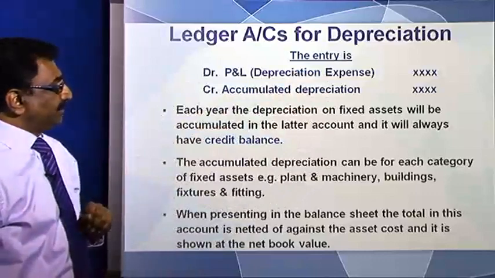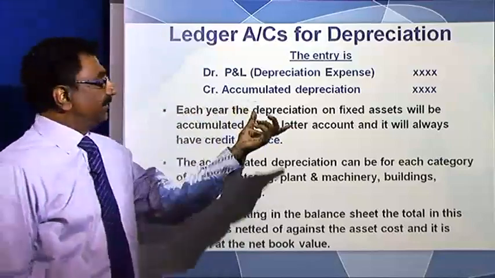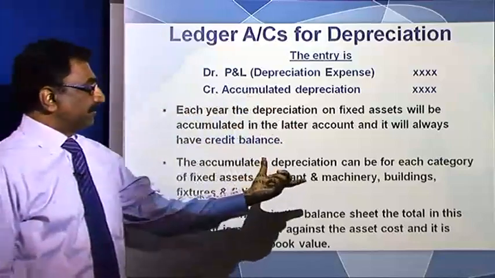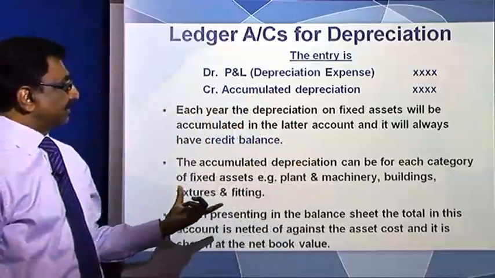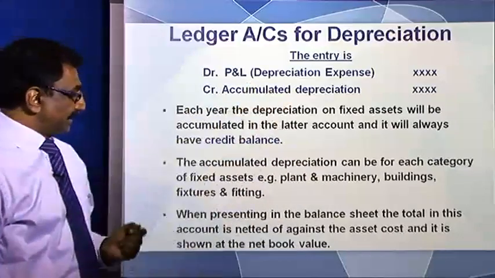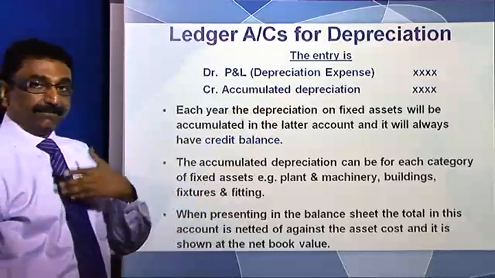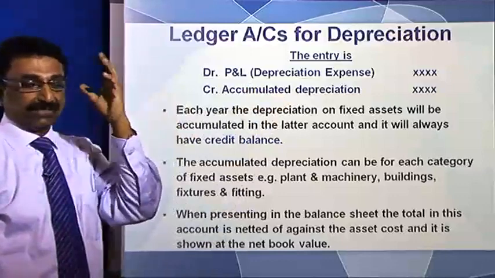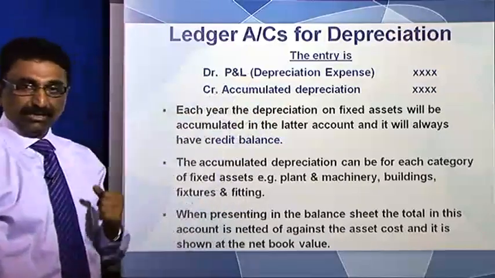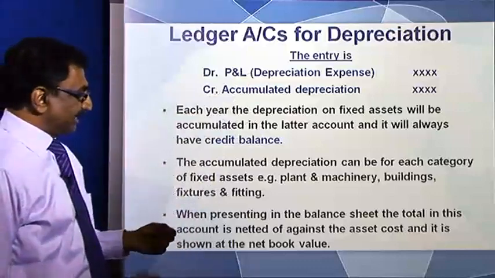What we need to again understand is the accumulated depreciation can be for each category. When you maintain accounts, you can have separate accumulated depreciation accounts for plant and machinery, buildings, furniture and fixtures, and while presenting the balance sheet, you can reduce from the asset value, the purchase value, the accumulated depreciation to show what the book value or net book value is.